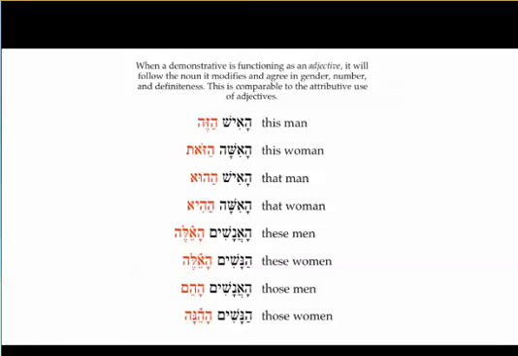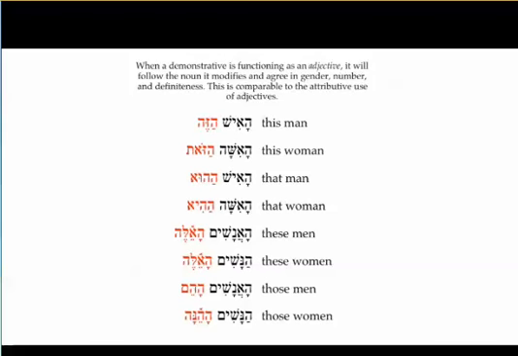Now that should sound familiar to you. When an adjective modifies a noun in the attributive way, it will also agree in gender, number, and definiteness. So when we have a demonstrative functioning like an adjective and modifying a noun, it's got to agree with that noun in those same 3 categories: gender, number, and definiteness. Let's look together at the screen for some examples.